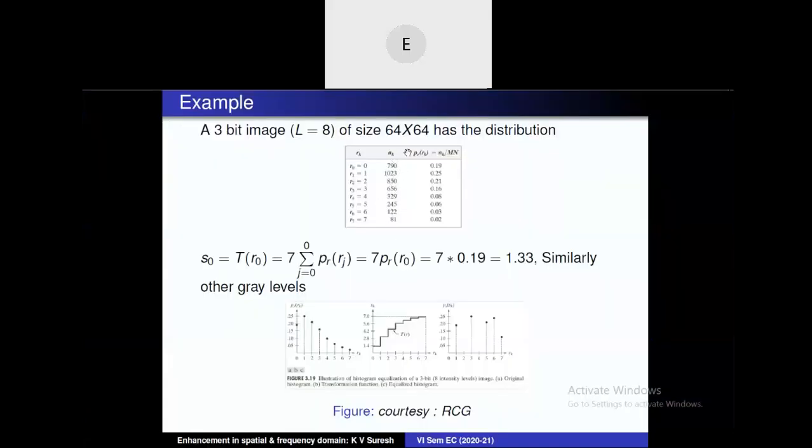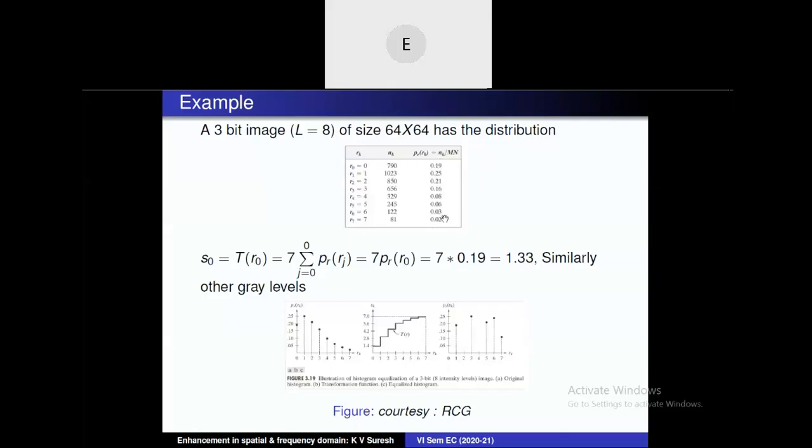So this is given. Next stage is to find the probability. And you know what is 64 into 64? 64 into 64 is 4096. So if I divide 790 by 4096, you will actually get 0.19287, etc. So that is this value 0.19. 1023 by 4096 is 0.25. 850 by 4096, etc.